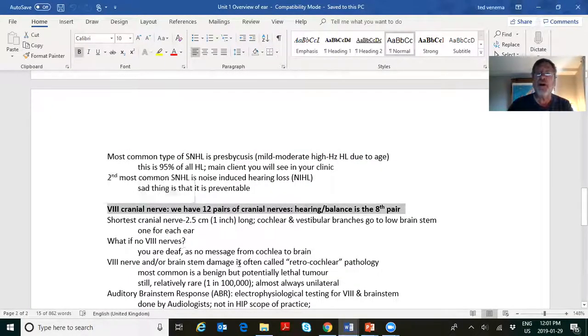Eighth cranial nerve. We have 12 pairs of cranial nerves. This is from Unit 1, first day of class. You don't have to go and rummage through, just follow this and look at it. You have 12 pairs of cranial nerves. Cranium is your skull. You know what your spinal cord is? When your spinal cord enters your skull, it's called the brain stem. How long is your brain stem?